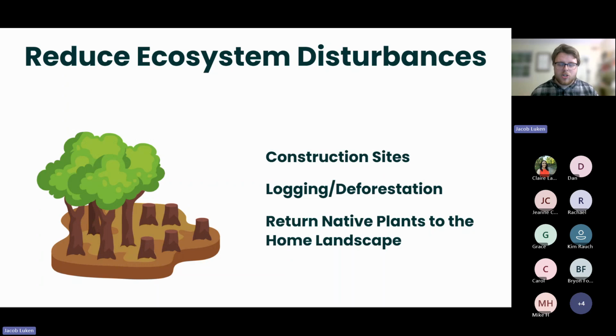And then otherwise just destroying our natural ecosystems can all make it harder for our environment to recover when there are additional stressors and pressures put onto it.